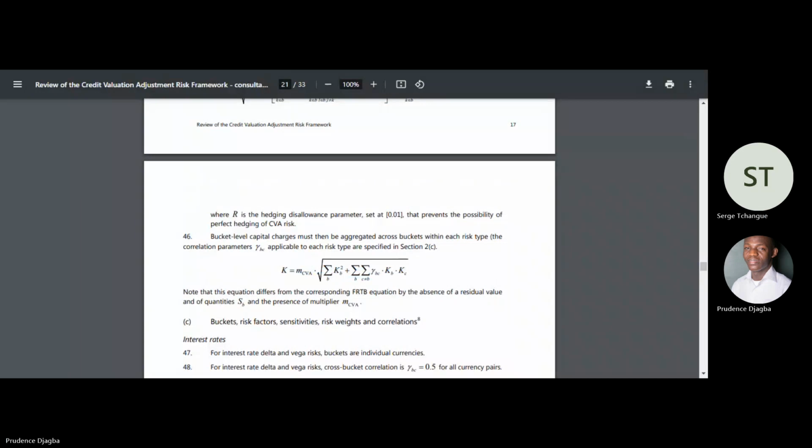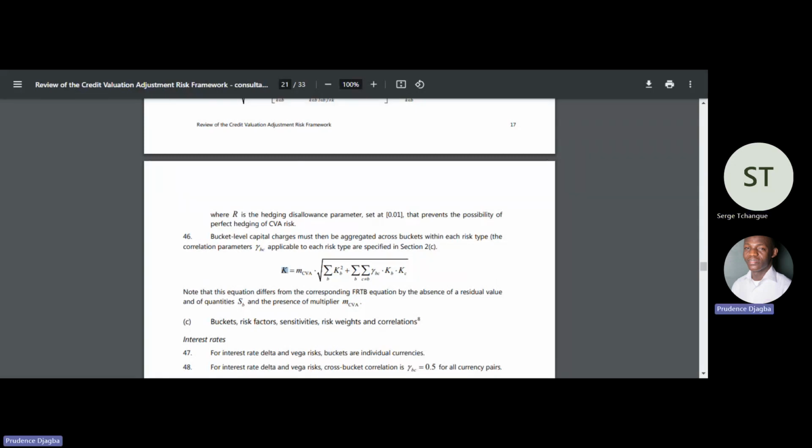So for one bank it can be one, for another bank it can be two, just doubling the value they're calculating, or sometimes 1.5 or 1.2.